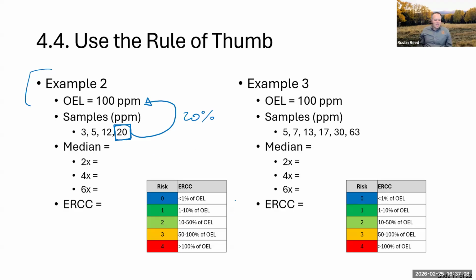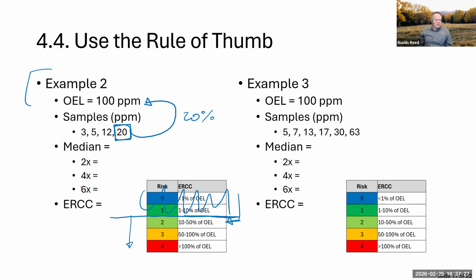So I need to see where that is on my control categories or my risk categories. I see that that's in category two, so I'm not allowed to pick either of these. Not allowed to pick them. It's going to be one of these three.